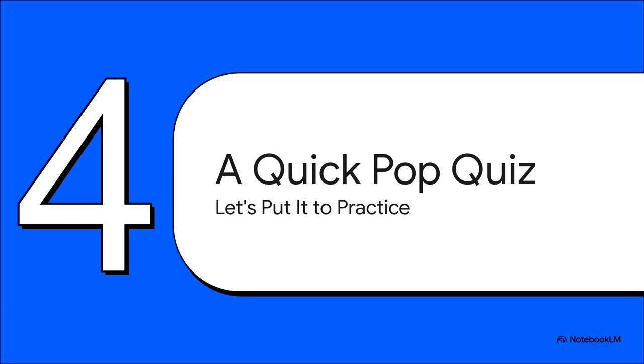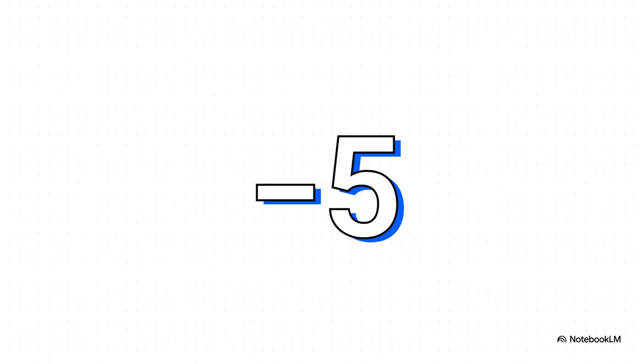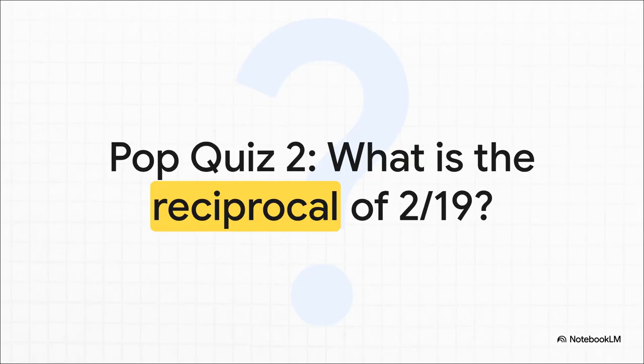Okay, theory is one thing, but let's make sure all of this stuff is really sticking. I grabbed a couple of questions right from the source material for a quick little pop quiz. You ready? All right, first one. What's -30 divided by 6? Just think back to that very first rule we talked about, the rules of the signs. The answer is -5. Why? Because you have a negative divided by a positive. The signs are different, so the answer has to be negative. And 30 divided by 6 is 5. Simple as that. Nice work.